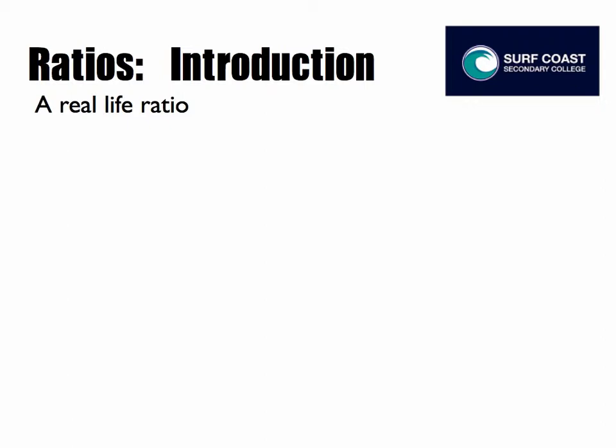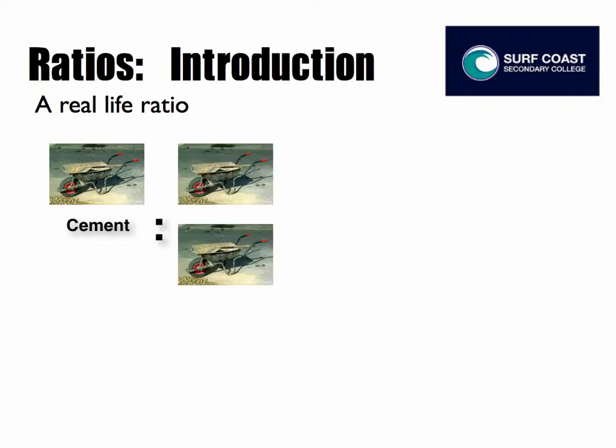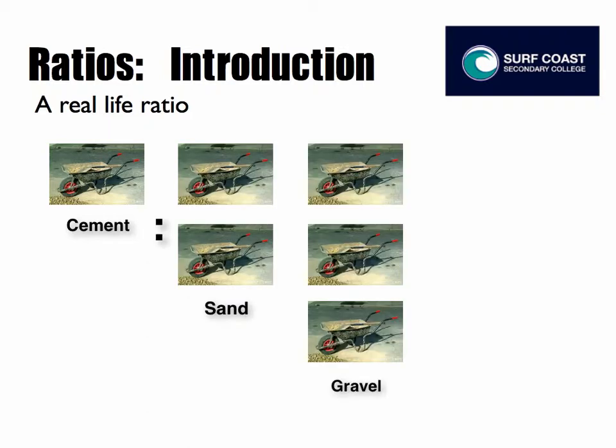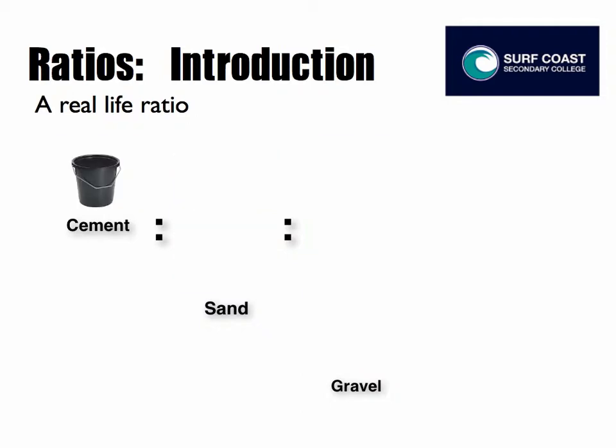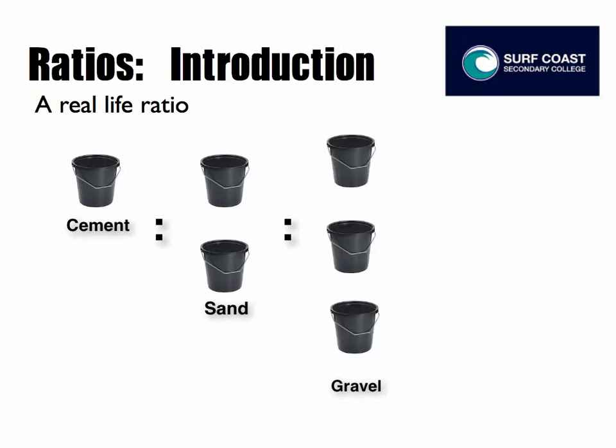So you could have 1 wheelbarrow of cement, 2 wheelbarrows of sand, and 3 wheelbarrows of gravel. And that would work just as well as 1 bucket of cement, 2 buckets of sand, and 3 buckets of gravel. There would just be a smaller total amount. But it's the ratio or the comparison that actually matters.